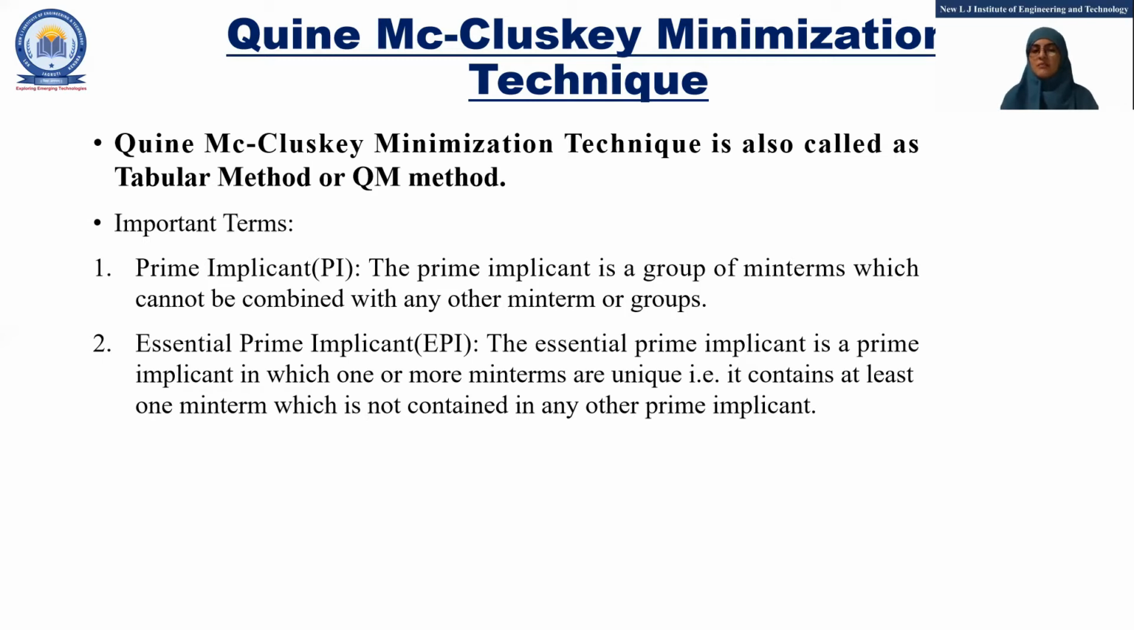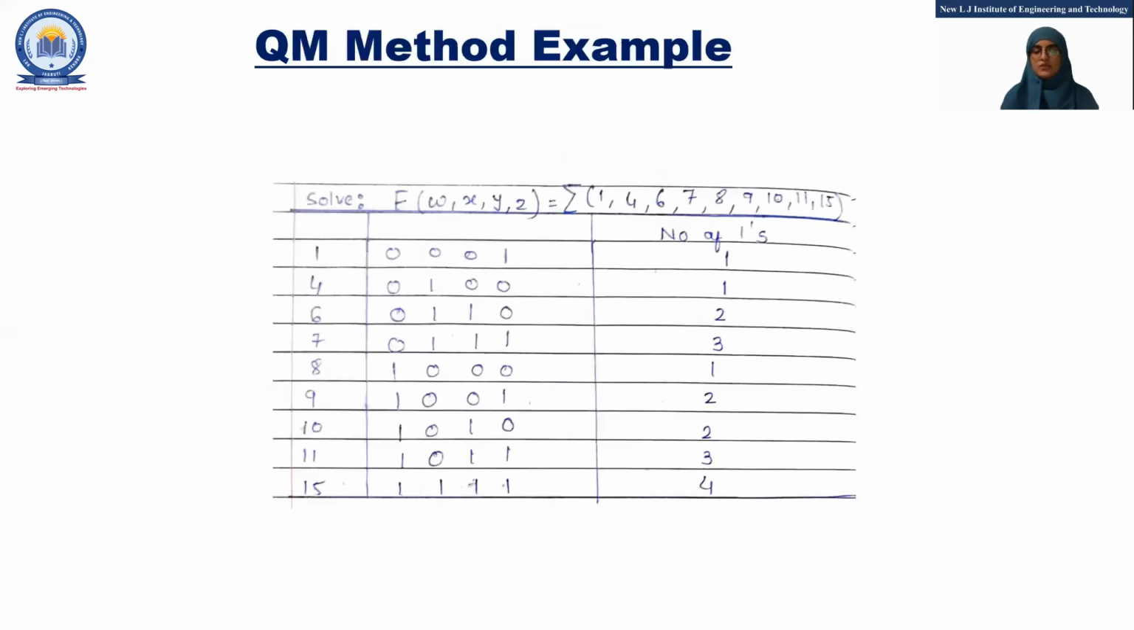We'll understand the meaning of PI and EPI with the help of an example. This is the given example. For 4 variables, which are W, X, Y, Z, we have the min terms 1, 4, 6, 7, 8, 9, 10, 11 and 15. The first step is to write down the binary format of each min term. Here I have written the binary format for each min term. For 1 it will be 0, 0, 0, 1. For 4 it will be 0, 1, 0, 0 and so on.